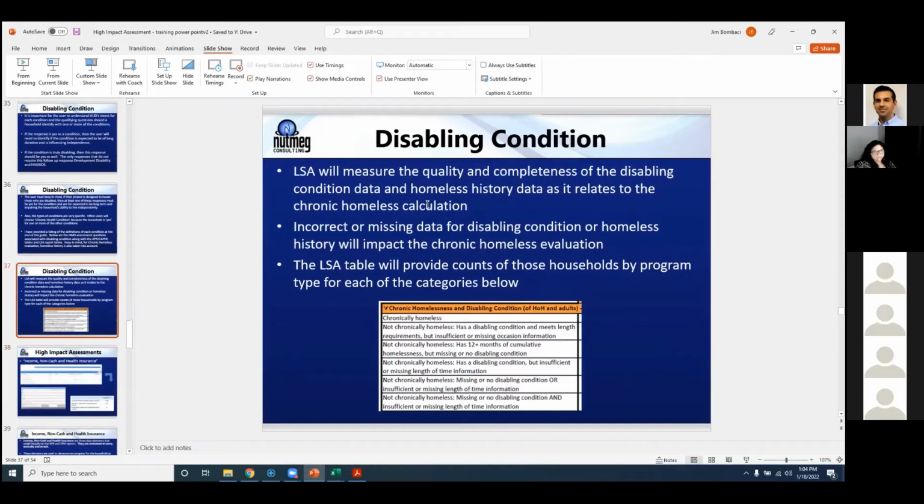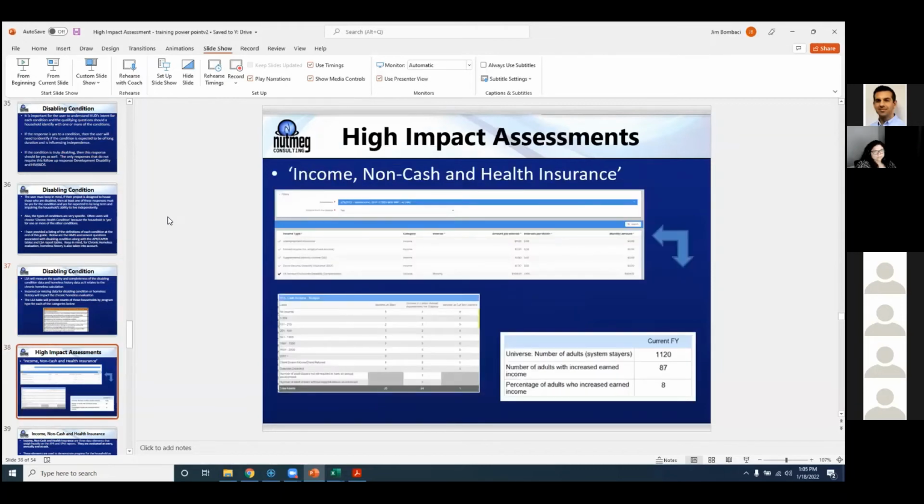Then the LSA for disabling condition, obviously that plays into the chronic homeless calculation, so that will throw off the chronic homeless counts. So make sure that if people are disabled that you're identifying that, because they can't be calculated as chronically homeless if you don't have yes to disabling condition and to being disabled. Any questions on disabling condition? And people are pretty well versed with that one.